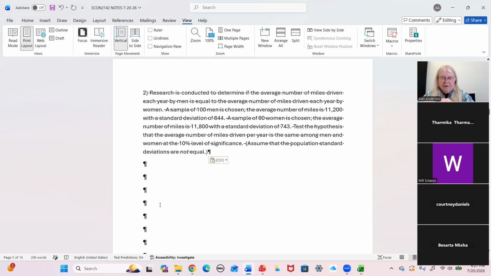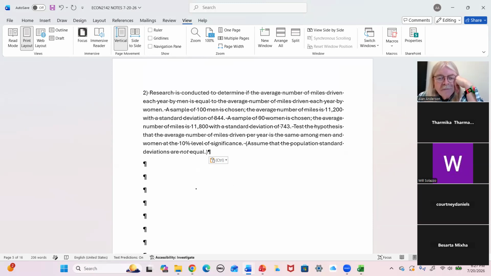All right, so what's going on here? We have research being conducted to determine if the average number of miles driven each year by men is equal to the average for women. So this one really is meant to be a two-tailed test. They want to find out, are they equal or not? This would be of interest to an insurance company who has to decide how much of a premium to charge their male and female customers.